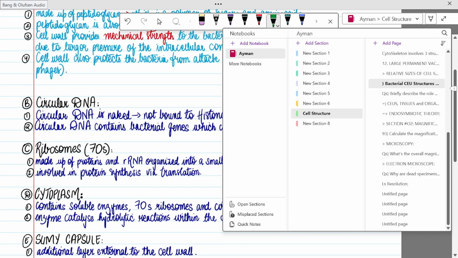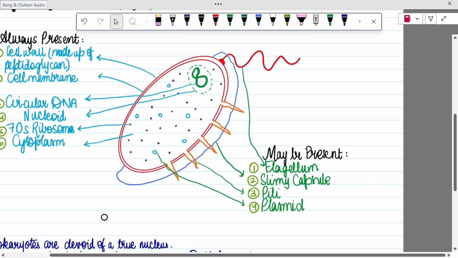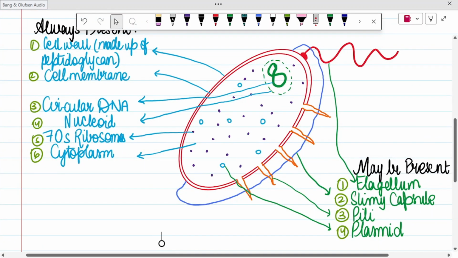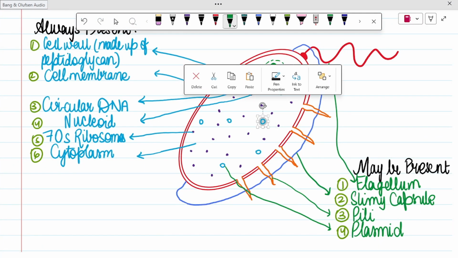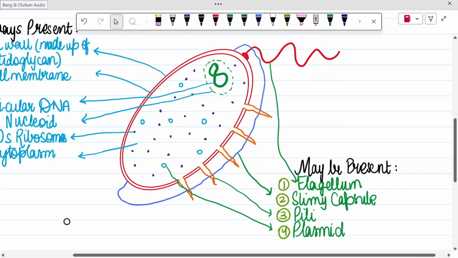Let's go back here. Now the region of the cytoplasm where the circular DNA lies is known as your nucleoid. And your circular DNA is not naked, is naked, sorry. It is not bound by histone proteins.